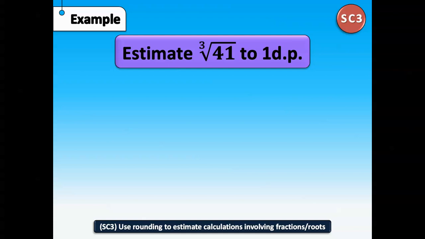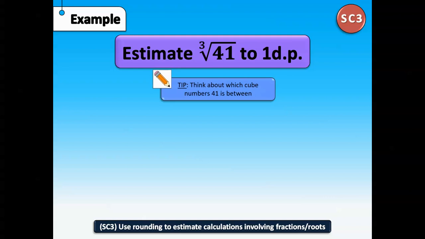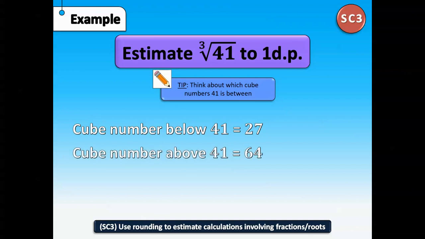This time we want to estimate the cube root of 41. So we need to think about which cube numbers 41 is in between. The cube number below 41 is 27, and the cube number above 41 is 64. 27 is 14 away from 41, and 64 is 23 away from 41.